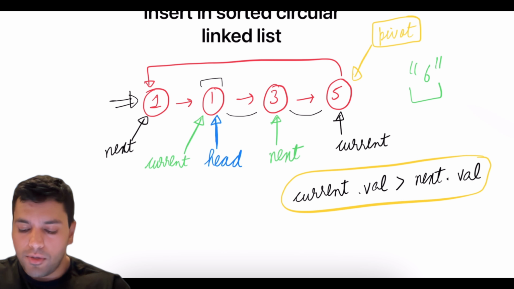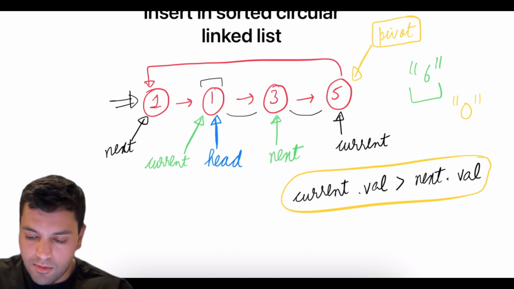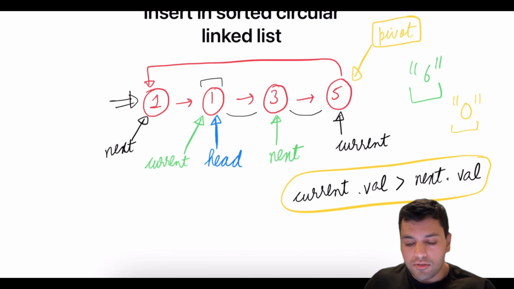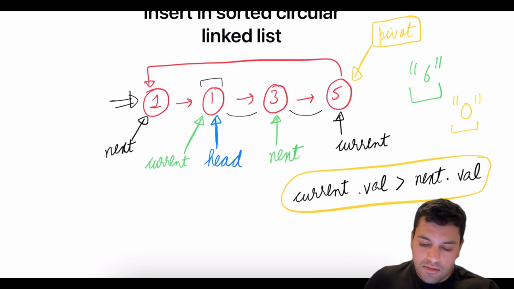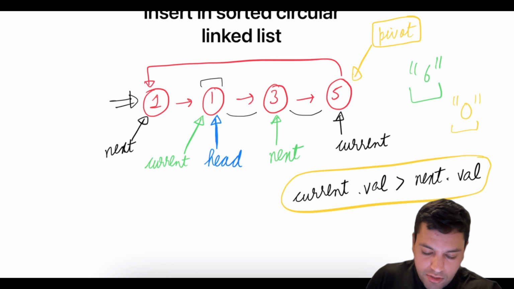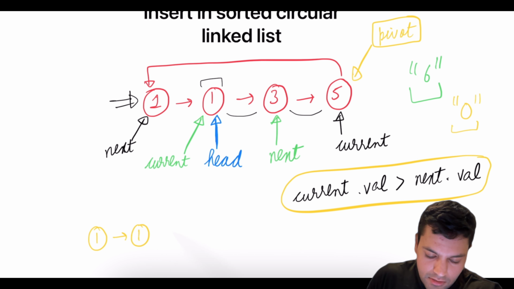So what if we need to insert a value 0 in our sorted circular linked list? So this value 0 can also come in between current and next, because if I insert the value 0 between 5 and 1, then what's going to happen is my linked list would look something like this: we'll have 3, 5, and let's say 0 here.